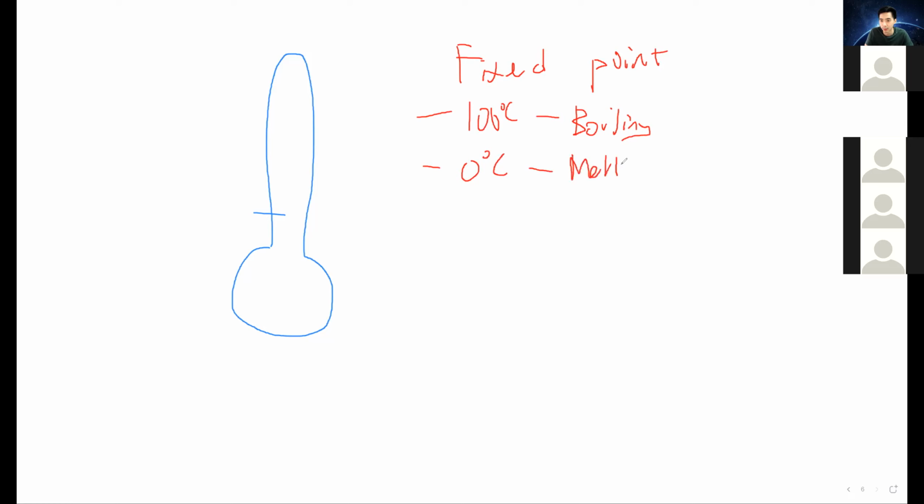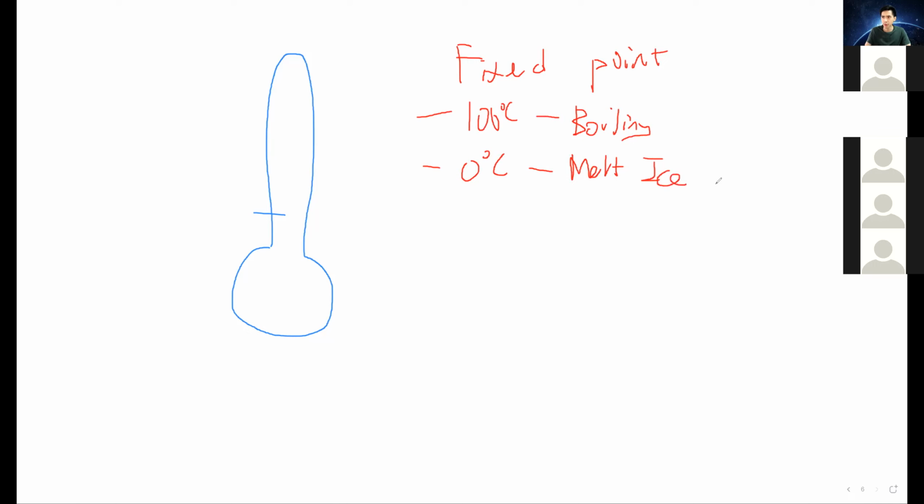In your IGCSEs, whenever you see this word fixed points, I want you to understand that fixed points means a temperature where I know for sure something is going to happen. The two known fixed points are obviously 100 degrees Celsius, which is the boiling point of pure water, and 0 degrees Celsius, which is the melting point of pure ice.